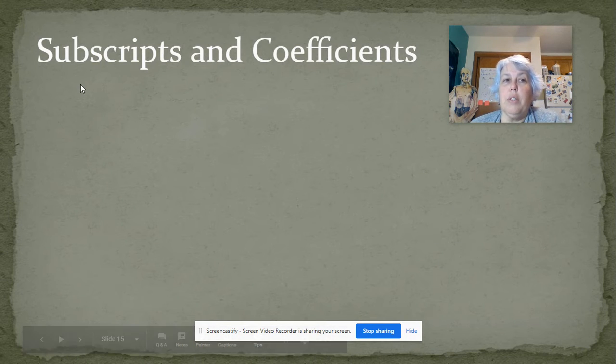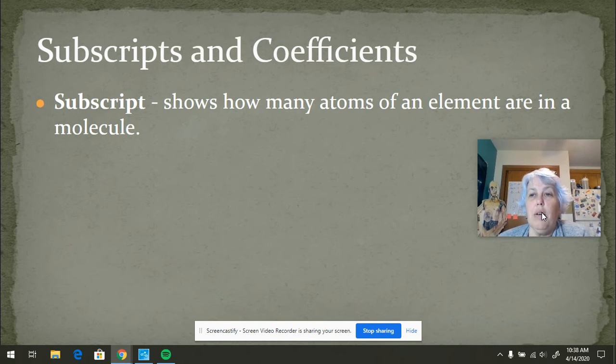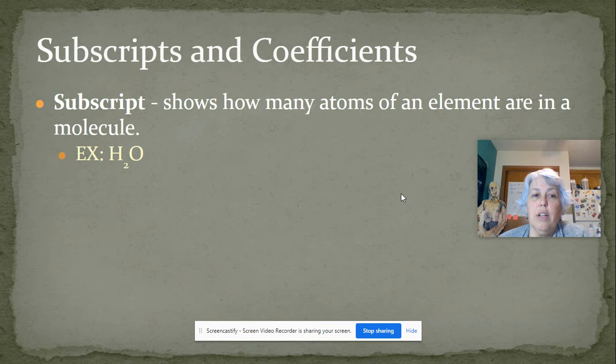So you have to know what subscripts and coefficients are. Some of you may already know what they are. Some of you may not. So a subscript shows how many atoms of a single element, usually a single element.